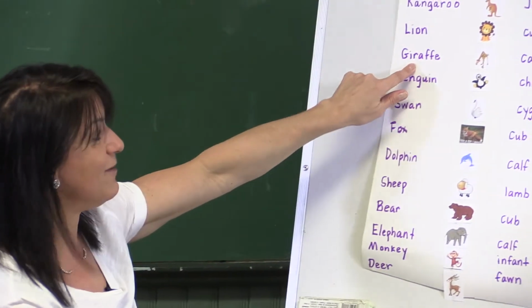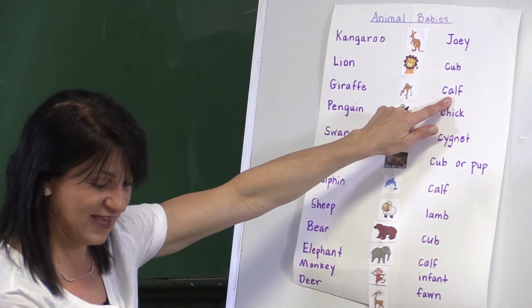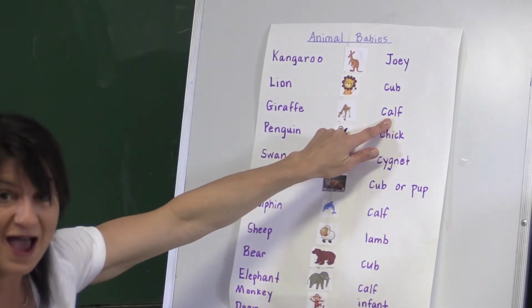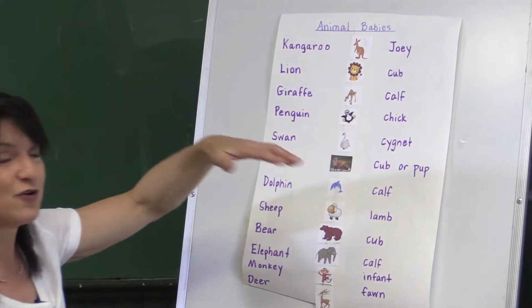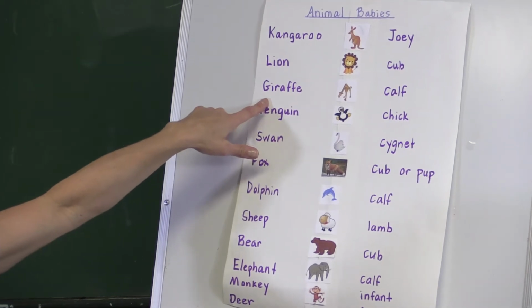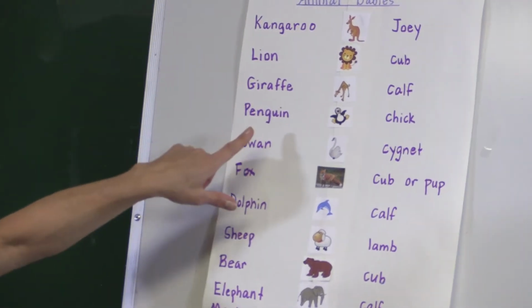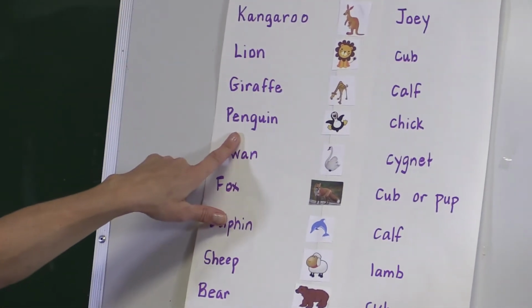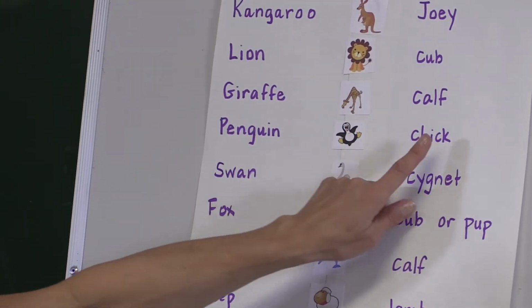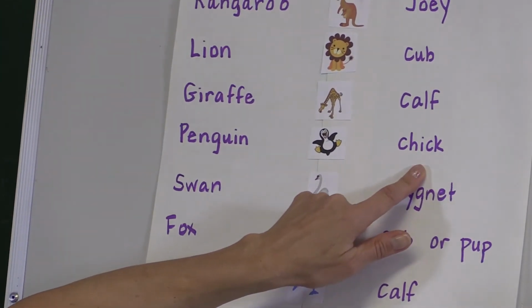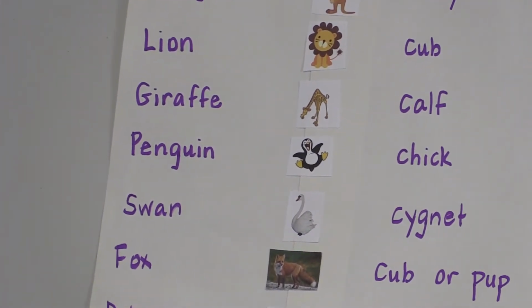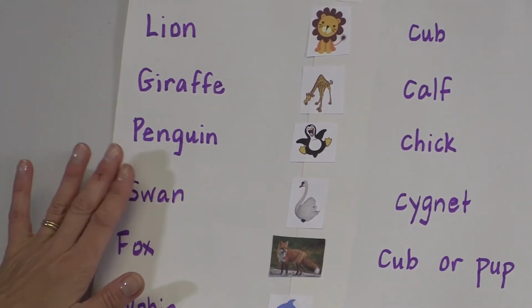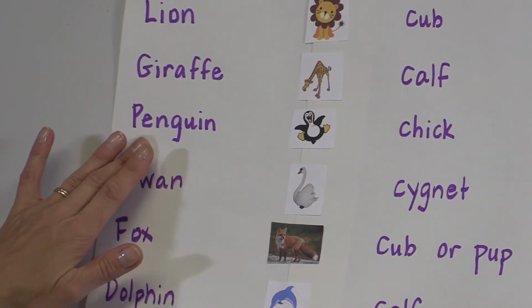Giraffe, the baby is called a calf. Its mother is called a cow, and its father is called a bull. And when you have a group of giraffe, it's called a herd or a tower. When you have penguins, the baby is called a chick, the mother is called a dam, and the father is called a sire. And a group of penguins is called a colony or a parade.